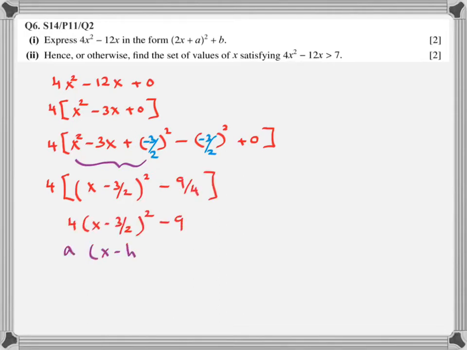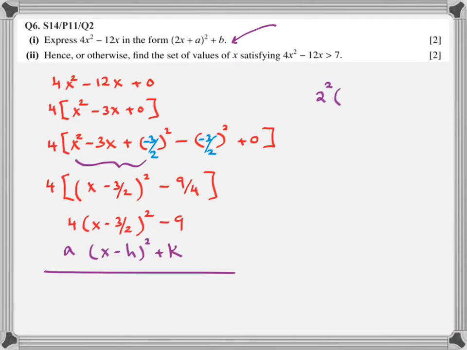But this time, what the examiner has asked is that there is a 2 on the inside. The examiner is just asking for it. We have to obey and answer what the examiner is actually asking. The examiner is not asking for the turning point. If the examiner were to ask for the turning point, we would compare it with a(x minus h) whole square plus k. But the examiner wants the 2 on the inside.